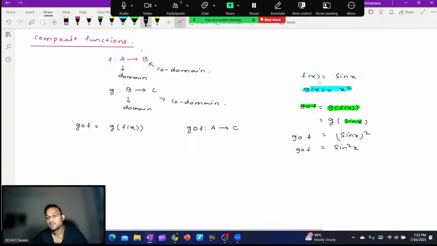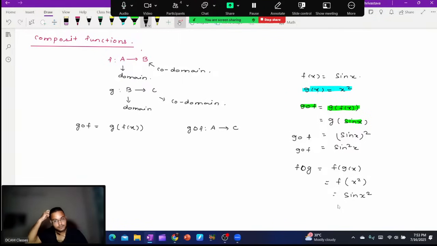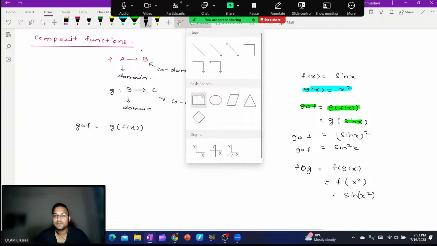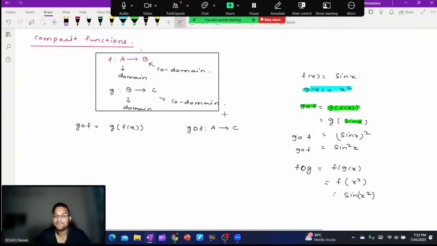Here, the simple way: if I try to find f circle g in a similar way, it will be f of g of x. What will it be? f of x square, so sin x square. Understood? How do we find f circle g? But there is a catch in this. Why was I confused here? Because when we are defining f circle g and g circle f, this condition is very important.